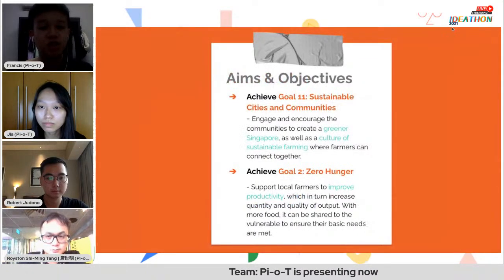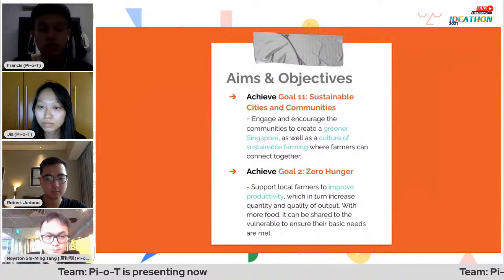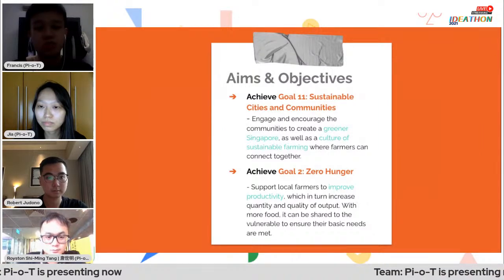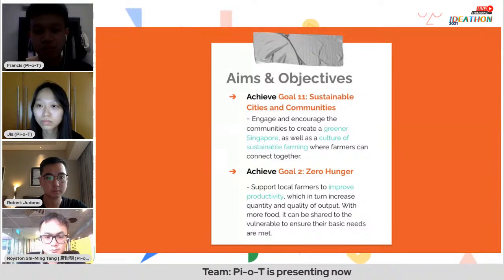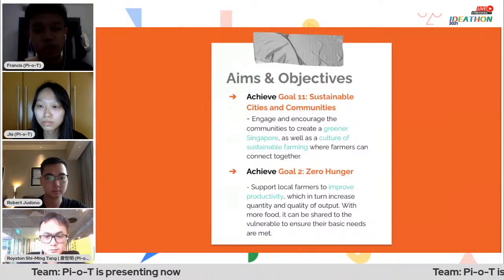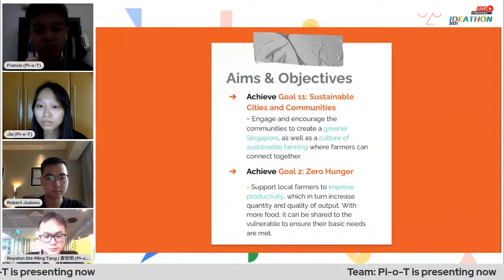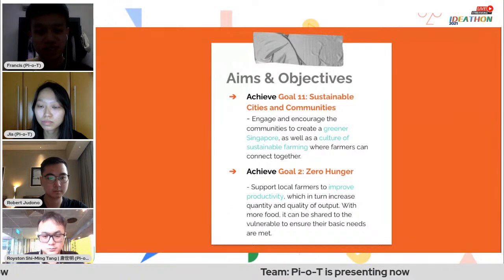And then that brings us to the goals that we want to achieve. With the first one being sustainable cities and communities. We wanted to encourage and engage the communities to create a greener Singapore so that a culture of sustainable farming can be fostered where farmers can connect together.